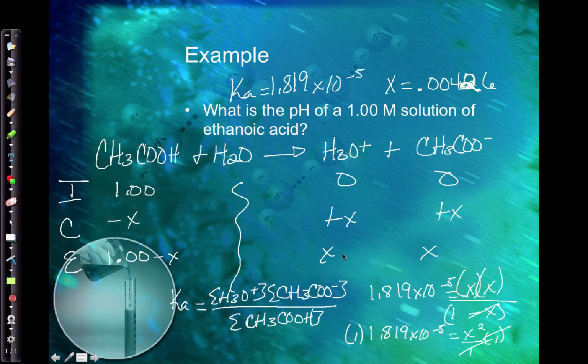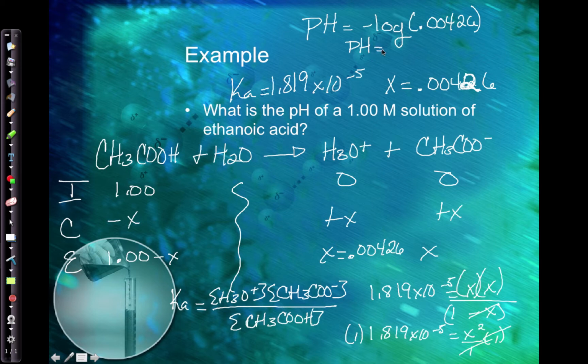All right, so now that means that this is equal to 0.00426. And if I want the pH, I needed my concentration of my hydronium. So now I'm just going to simply plug it into the pH equation. So negative log of this. And my pH, once I plug that in, will be equal to 2.4. All right, let's look at another one.